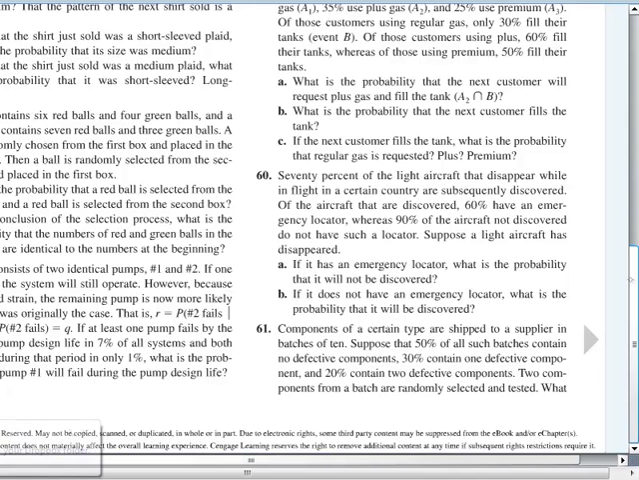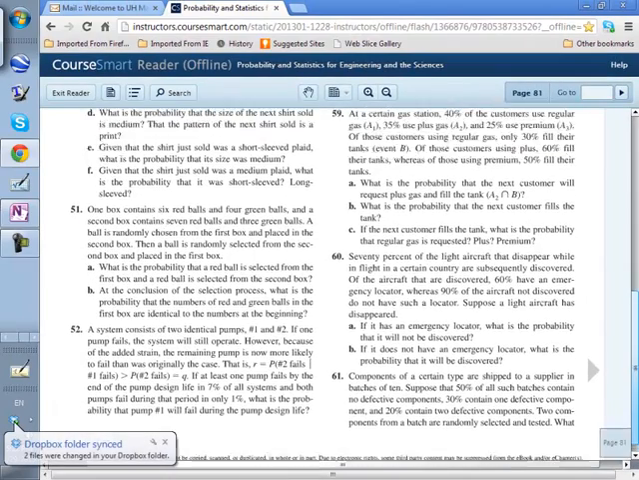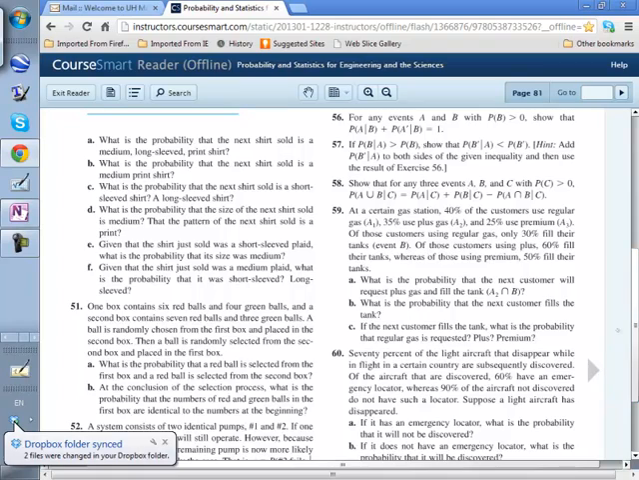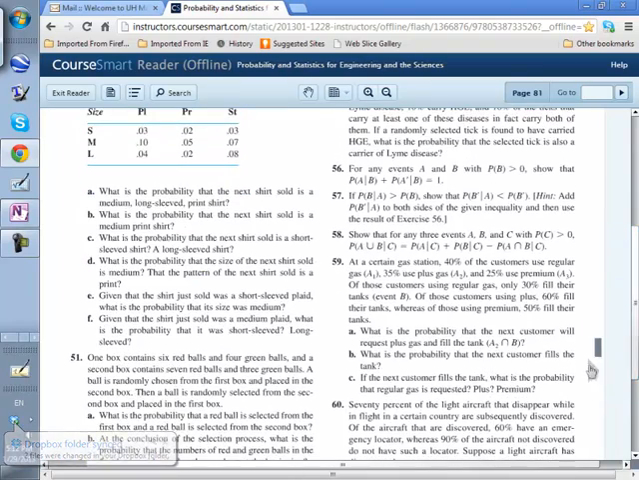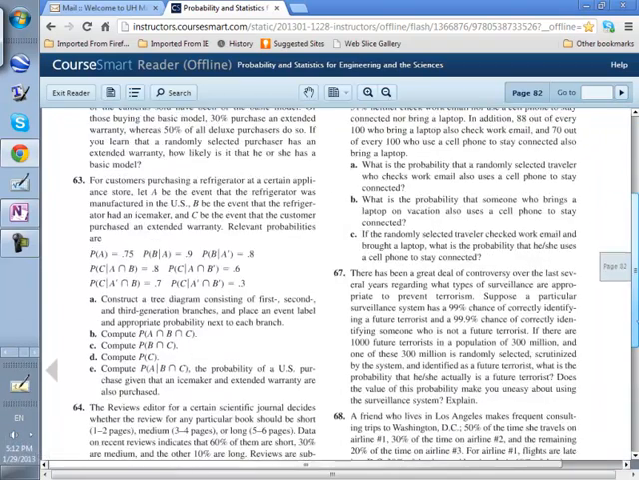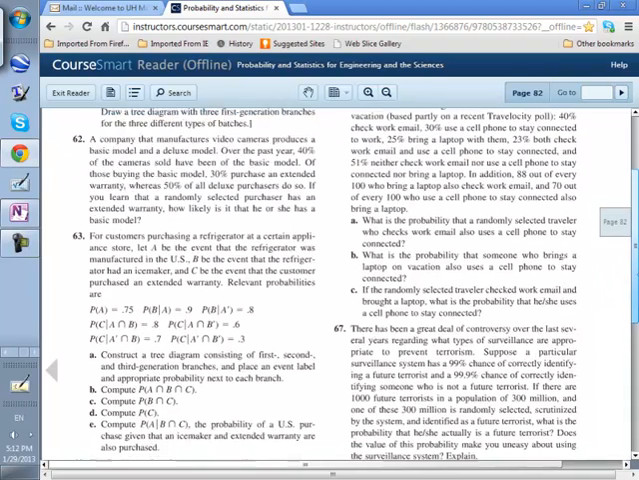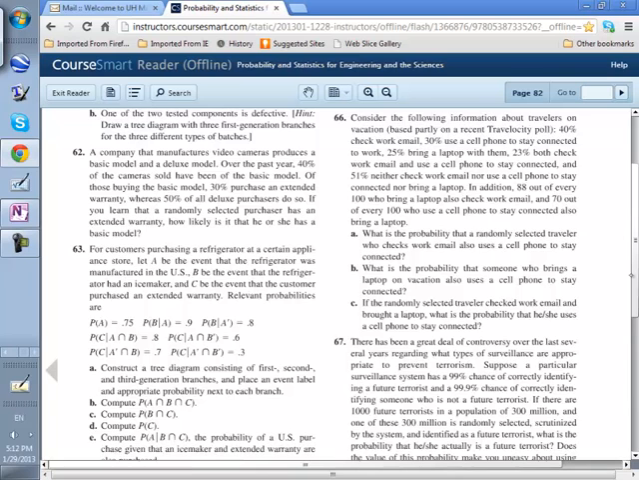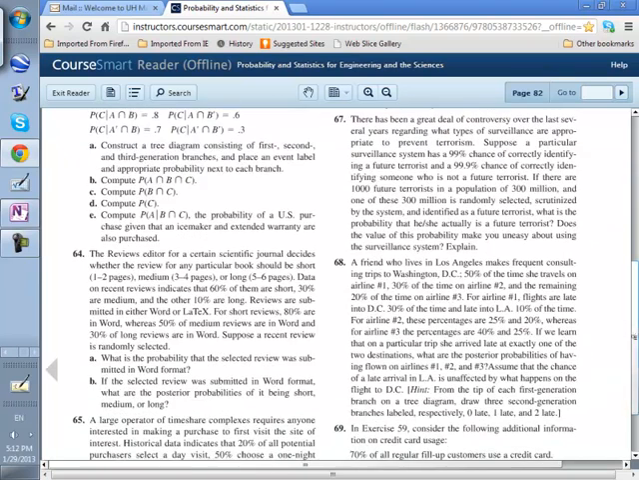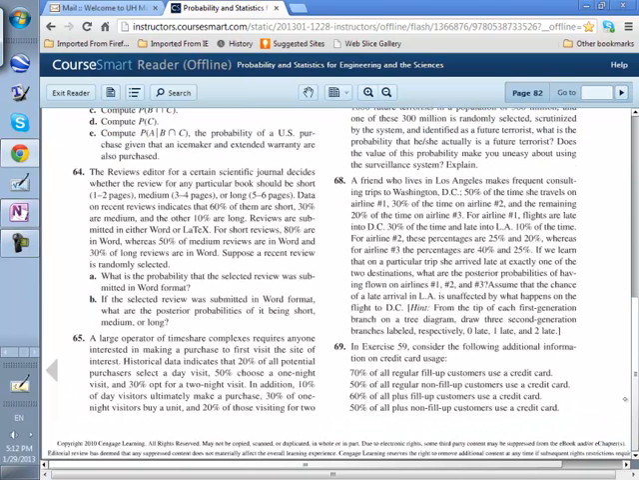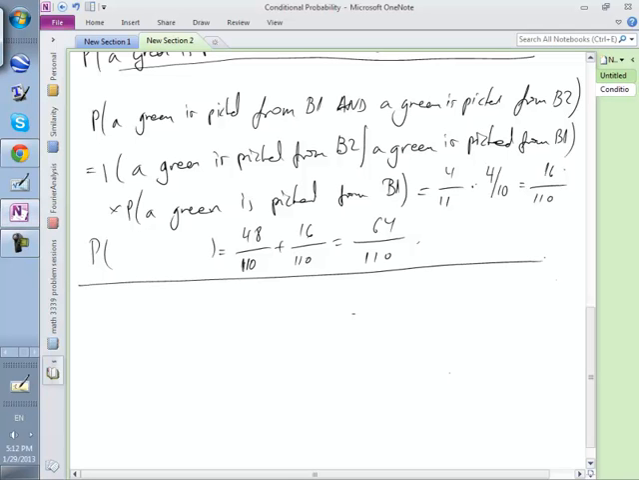Let's look at 52. Or let's not look. I want to do a problem with independent events. And I don't have a lot of time to find it now, but I will describe it.